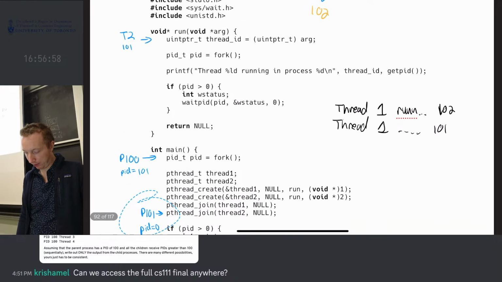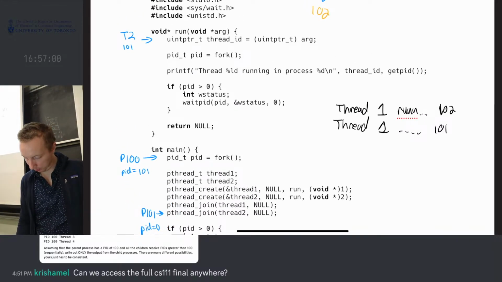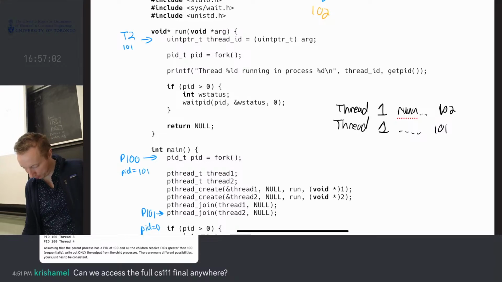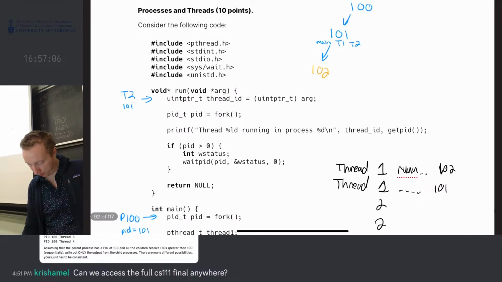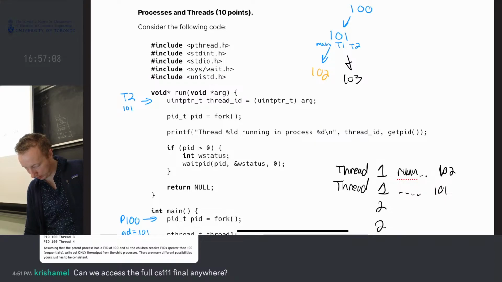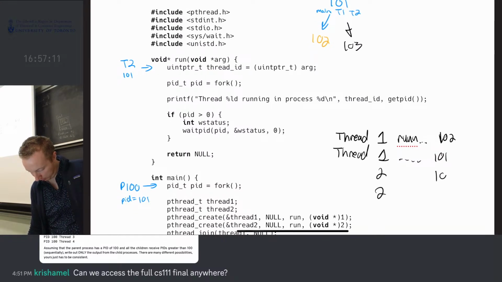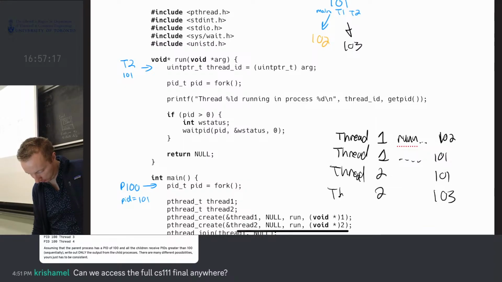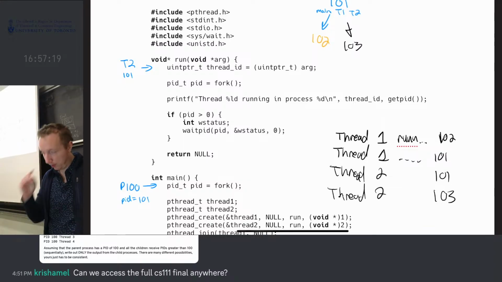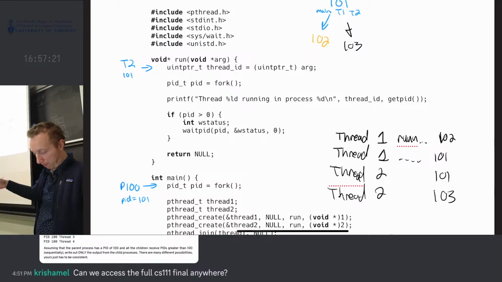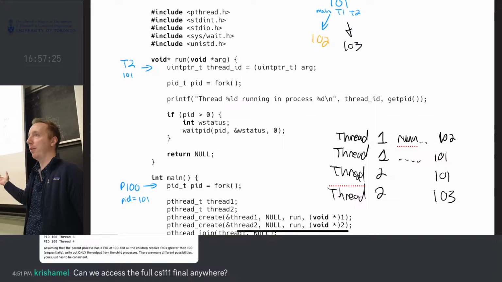So let's see, can I do this? Oh, geez, we're kind of out of time. All right, if I do this on turbo mode, thread 2 is going to do the same thing except create another process, probably called 103. So we'd get 101, 103, and that would be all of them derived from process 101.